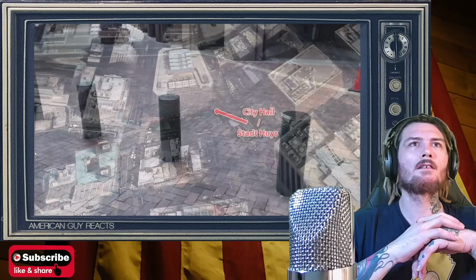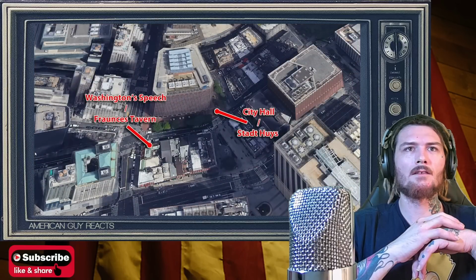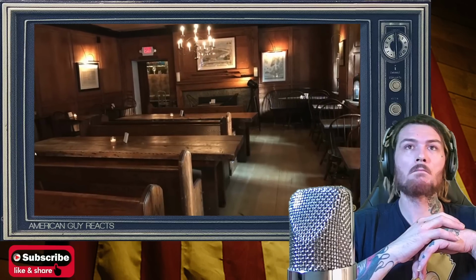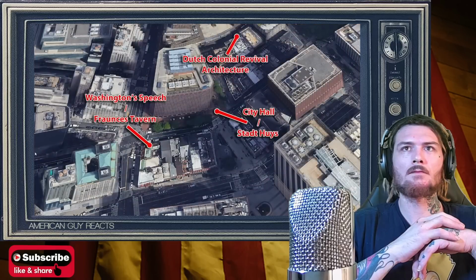Though unrelated, just steps away is Francis Tavern, where just over a century after New Amsterdam became New York, George Washington gave his famous farewell, informing his officers he was resigning his commission. Not far from here are 2 20th century structures built in the Dutch colonial revival style.